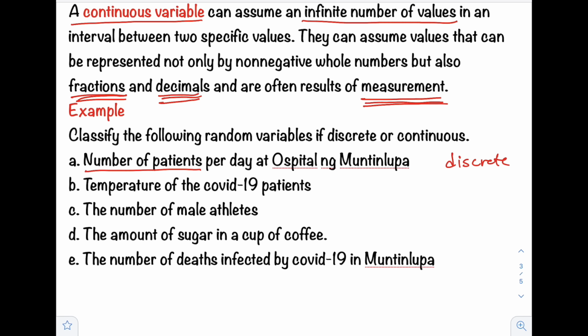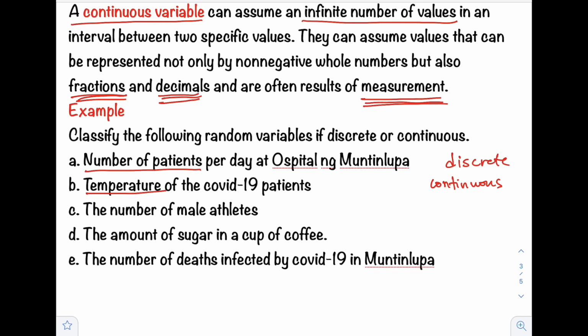Okay, next for letter B, we have temperature of the COVID-19 patients. So since pinag-uusapan dito is temperature, and alam naman natin, para makuha natin yung temperature ng isang patient is kailangan nating i-measure. Okay? Then at the same time, possible tayong magkaroon dyan ng mga decimals na value. So it means na yung letter B natin is a continuous. Okay?